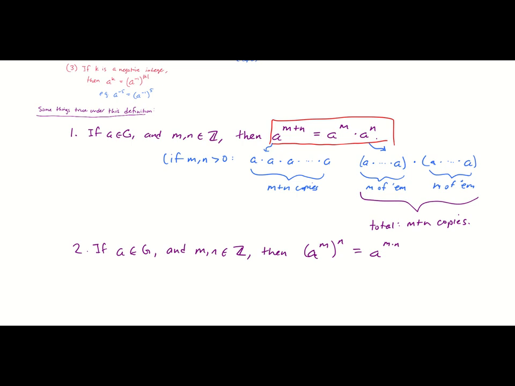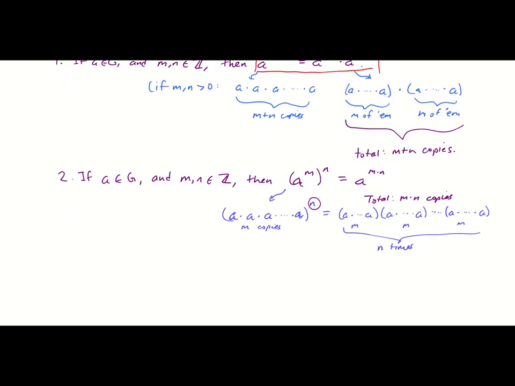Now here's something that is not true. So I'll put this in a different color, and I'll put not true. Fake news. If a is in G, and b is in G, and n is an integer, then a times b to the n is equivalent to a to the n times b to the n. Okay, now why is that not true?